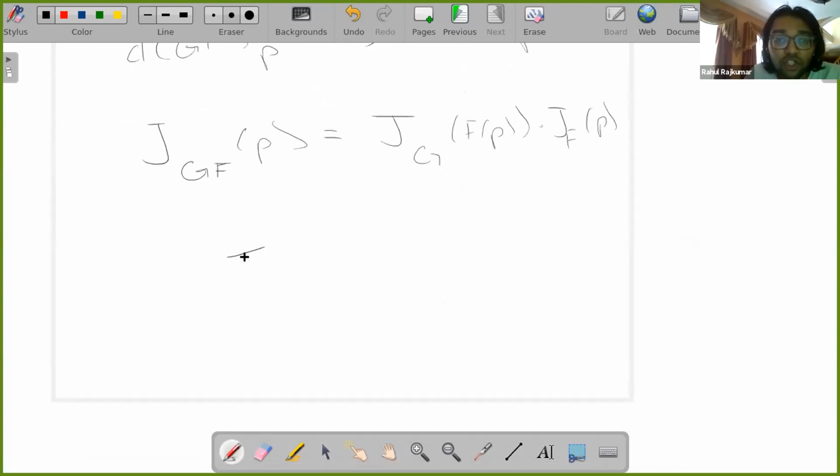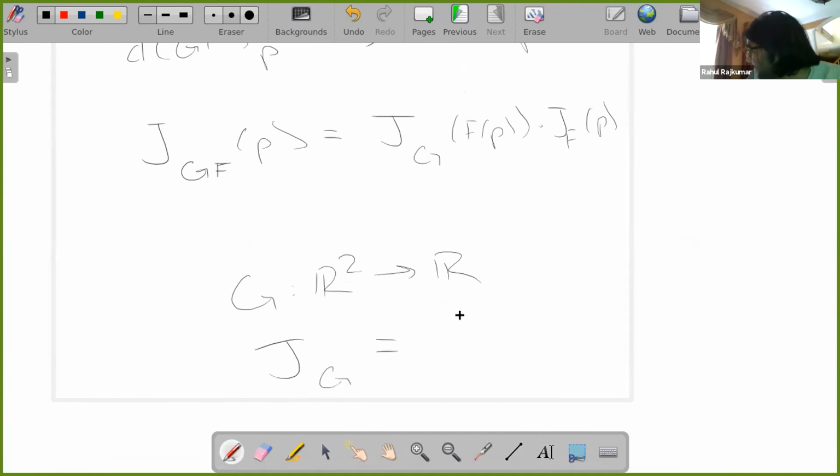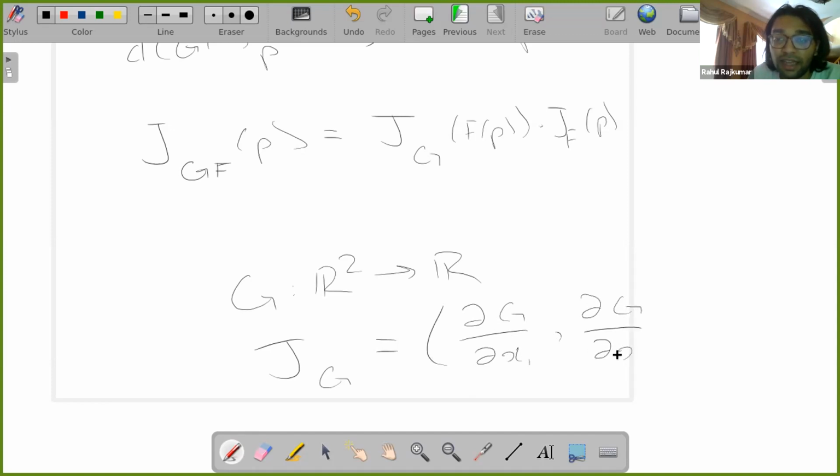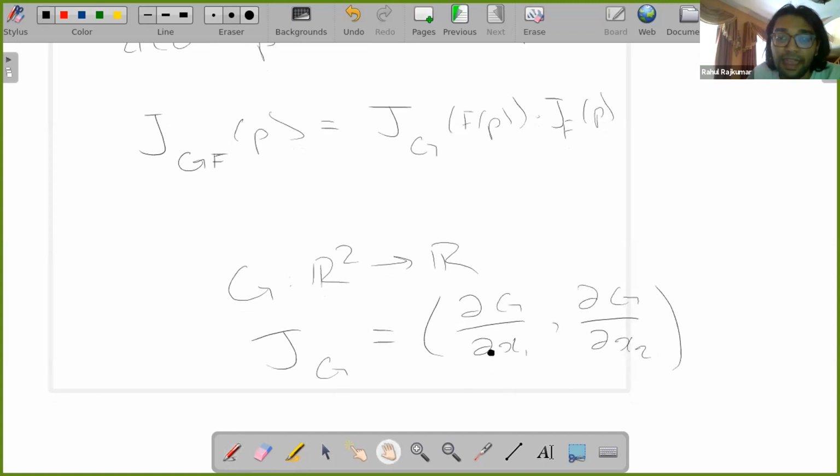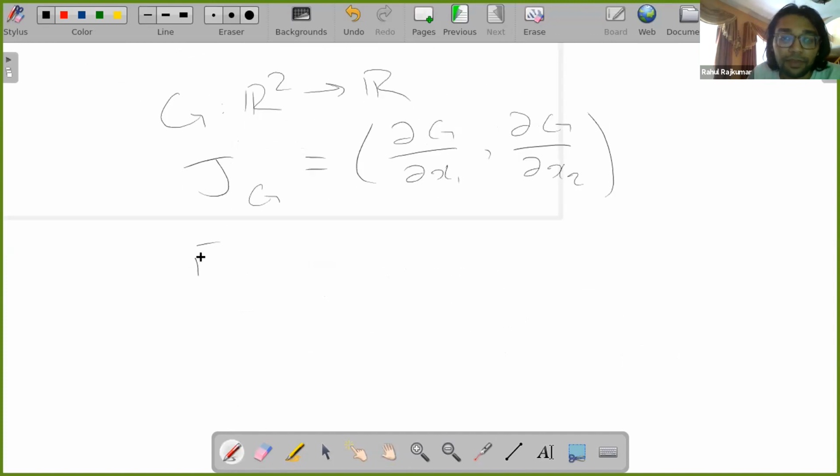So JG: first of all, what is G? G is a map from R2 to R. So JG is equal to del G del x1, comma, del G del x2. And F is a function from R to R2, so we can write F equals F1, comma, F2.